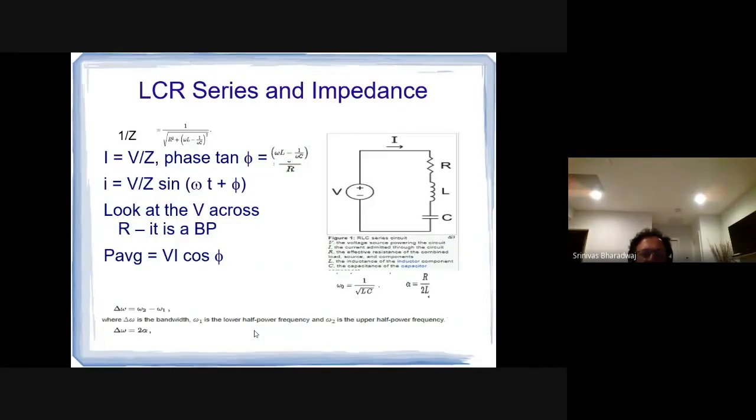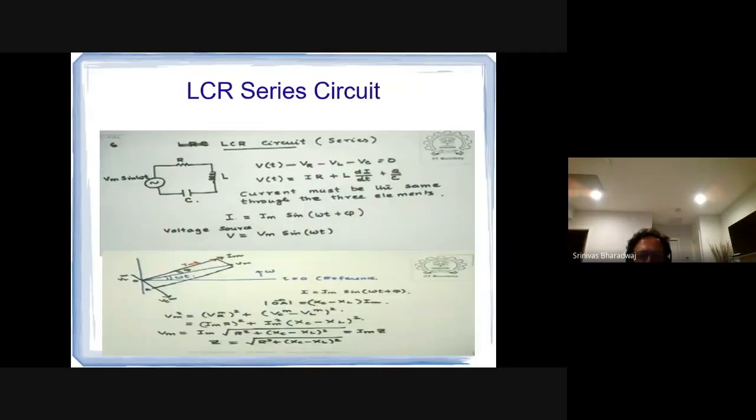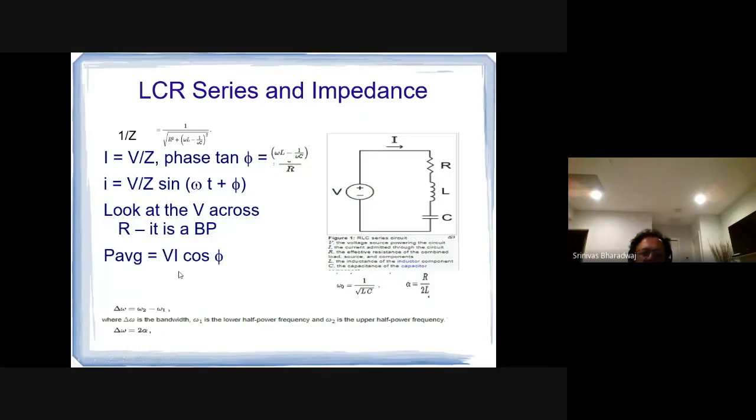And so now there is a point where the tan, what is this tan phi? Tan phi comes from this figure. Okay, so it is the angle between the V and the I. It is the phase angle between V and I.